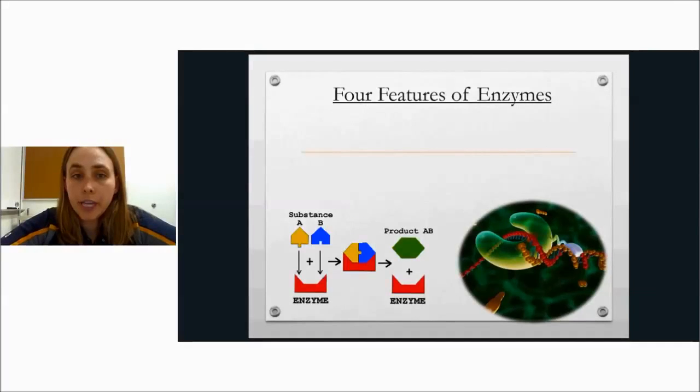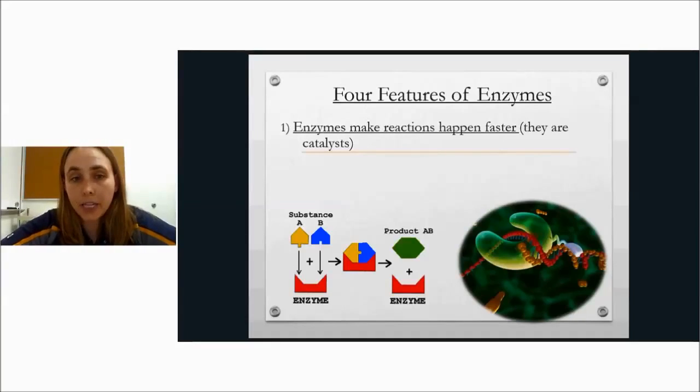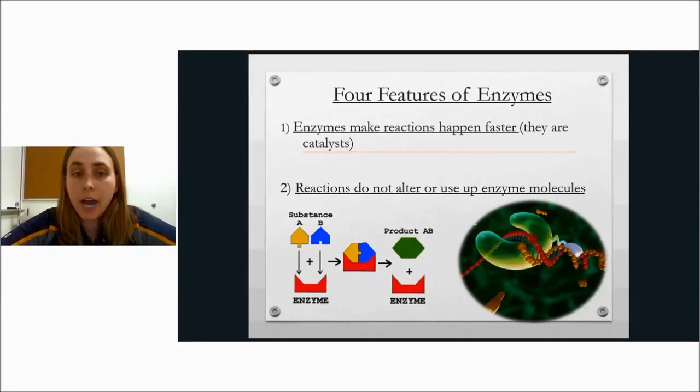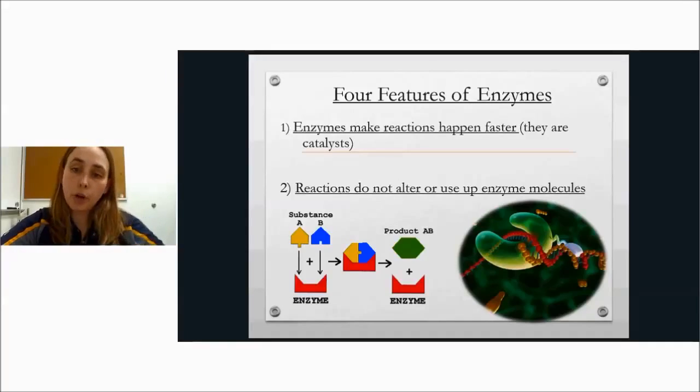4 features of enzymes. Enzymes make reactions happen faster. They're called catalysts. They do not alter or use up enzyme molecules. Reactions do not alter or use them up. So you remember, if you're watching, the enzymes in the proteins change the hydrogen peroxide, we could use that same liver substance over and over again for the hydrogen peroxide reaction. We were not using up the enzyme, we were just changing the peroxide.